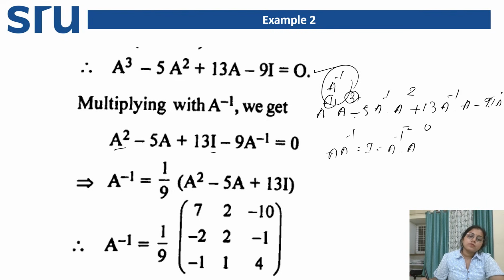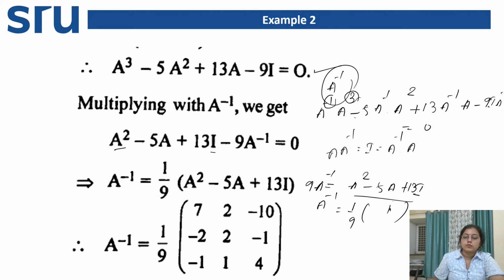Now simply do the calculation like write A inverse one side, and 9 A inverse equal to A square minus 5A plus 13I. Then A inverse is equal to nothing but 1 by 9 of this one. Now you have to put all the values, in the place of A square you have to put the A square value.